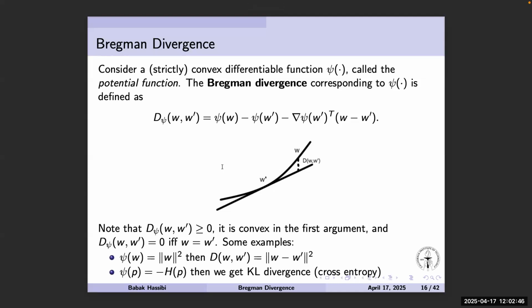There's lots of examples. If you take your potential to be squared Euclidean, the Bregman divergence is just the squared Euclidean distance between W and W prime. If you take psi, say, to be negative entropy, which is convex, because entropy is concave, you get KL divergence, or relative entropy. So there's lots of examples. Basically, Bregman divergence allows you to start with a convex function and then get something that kind of looks like a distance. It's not a distance, it's a divergence, but something non-negative.